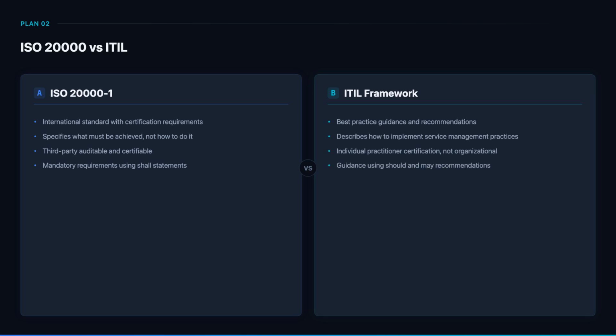ITIL is a best practice framework that describes how to implement service management practices. It provides detailed guidance and recommendations, but is not certifiable at the organizational level. ITIL certifies individual practitioners, not organizations. The two are complementary. ITIL tells you how. ISO 20000 proves you've done it.